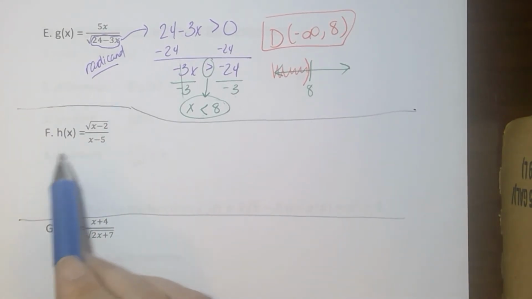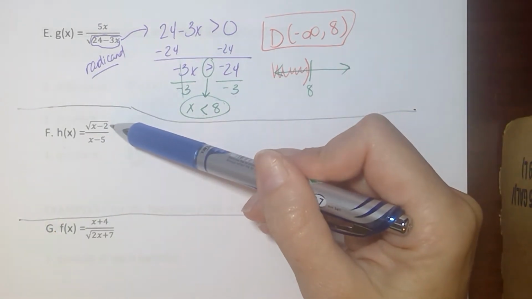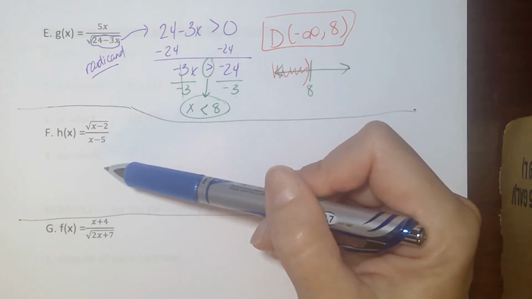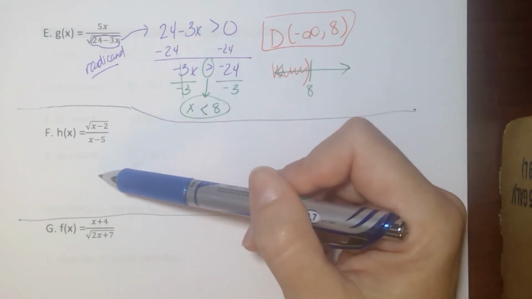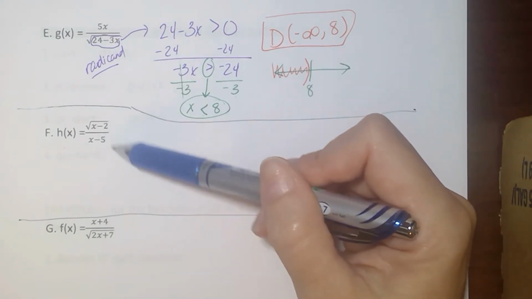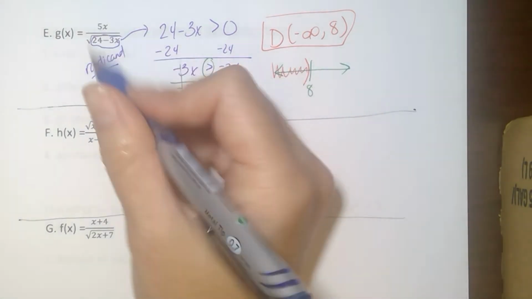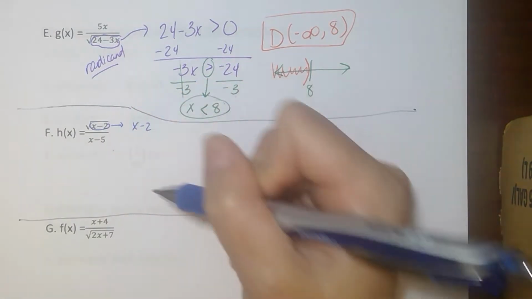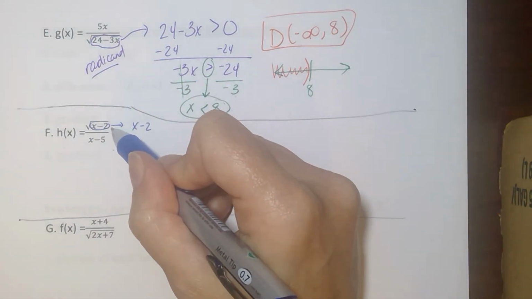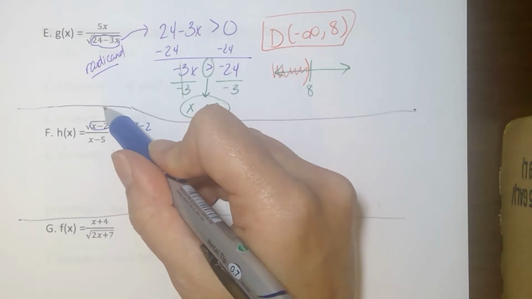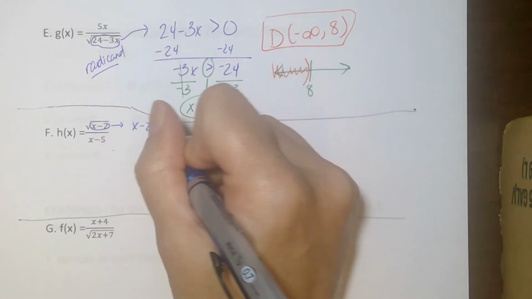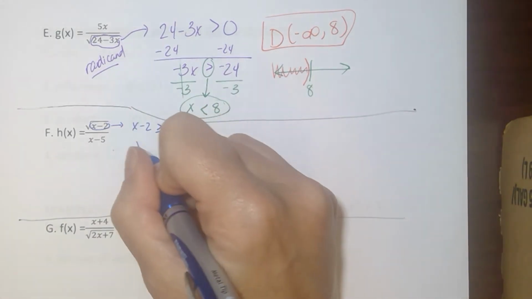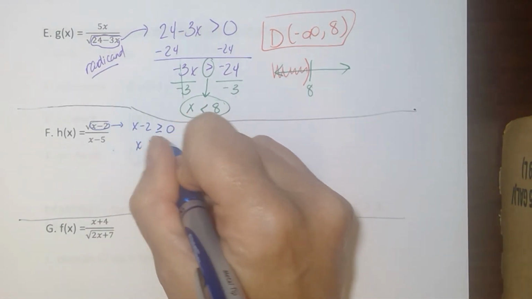Okay, for f, I have h of x. I have a radical in my numerator, and I have a variable in my denominator. So I have a rational function, but I have restrictions coming from two directions. From my numerator, I've got this radicand x minus 2. Is 0 okay in my numerator? Yeah, 0 over something is fine. So I set that inequality as greater than or equal to 0. So this gives me x greater than or equal to 2.